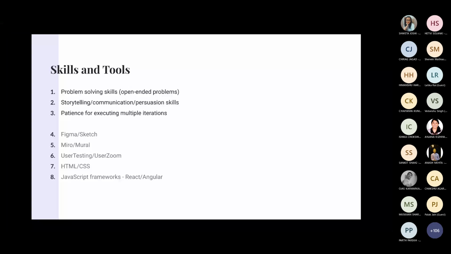So what are some of the skills and tools? I would really like to emphasize skills here because I believe that tools are something that you can always learn at any point. Skills, or what you want to do, is a lot more important.